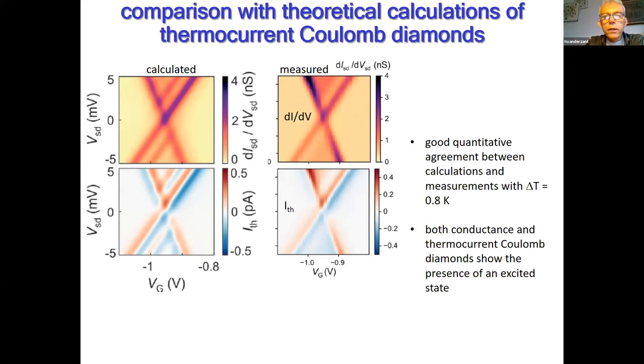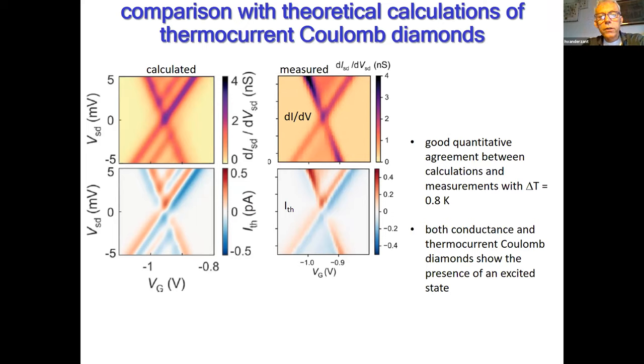You can get the same shapes. You can also see that in the experiment, we have an excitation. This is this excitation at 2 mV. You also see that in the calculated one. And what is very important is that, especially in the previous one where we looked at the zero bias one, the fit parameter is the delta T, the difference in temperature between the two leads. That difference in temperature was for this particular experiment 0.8. So this is the fit parameter when comparing the measured data with the calculated data.